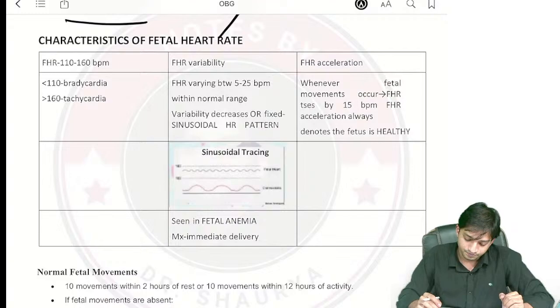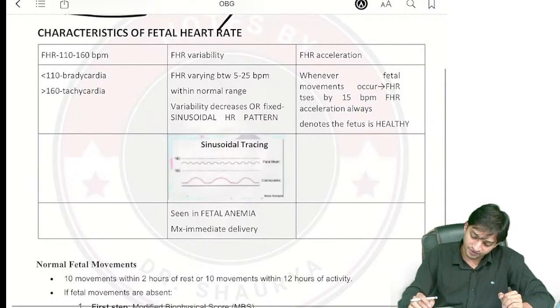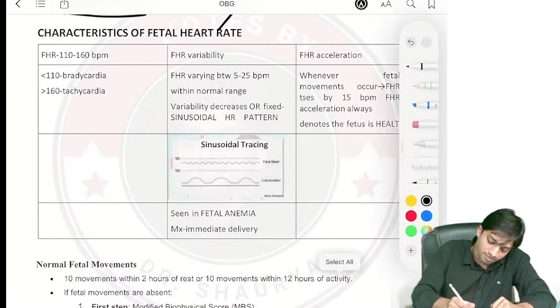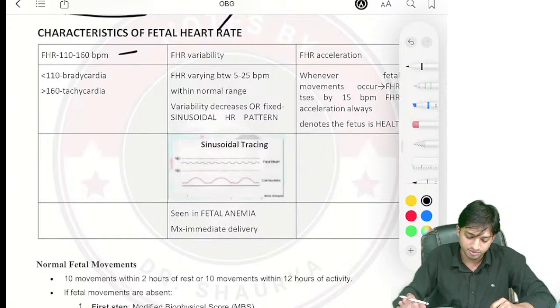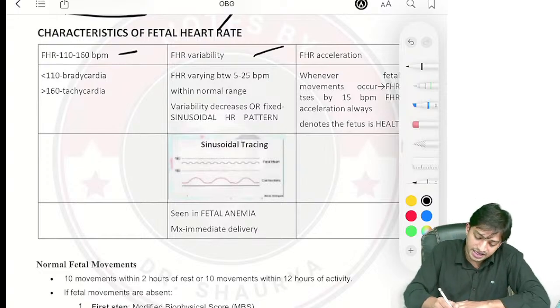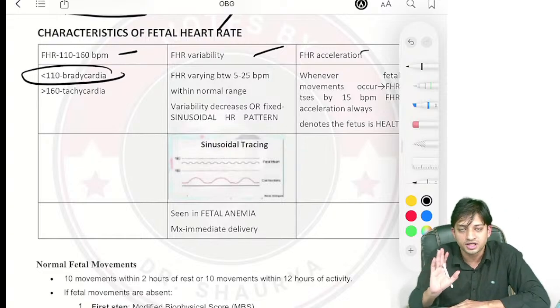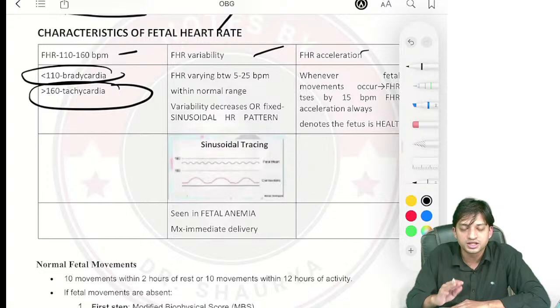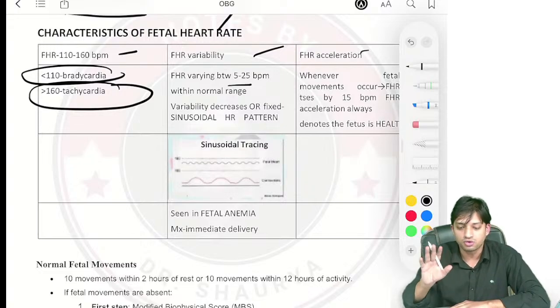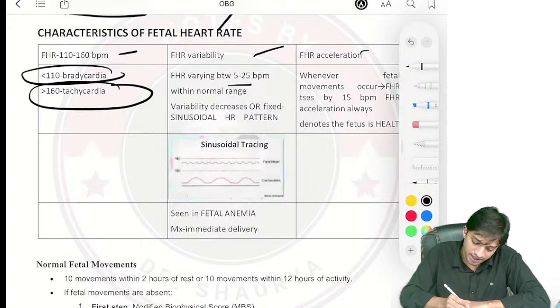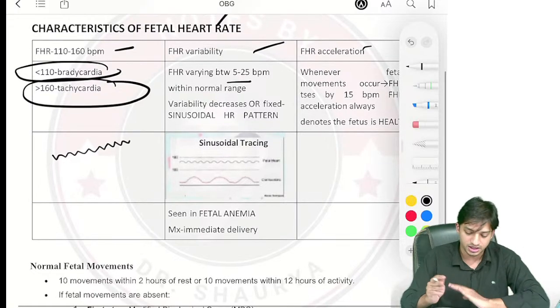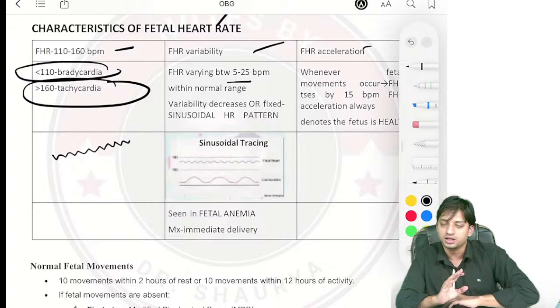Come. Here you will see the fetal heart rate is between 110 to 160 beats per minute, right? Now the variability and the acceleration. If fetal heart rate is less than 110, it is called bradycardia. If more than 160, it is called tachycardia, right? Fetal heart rate variation, if it is between 5 to 25 beats per minute, it is within the normal range. A little variation of 5 to 25 beats per minute will be there in the fetal heart rate. You can see it in the NST, you will find it very normal, right?